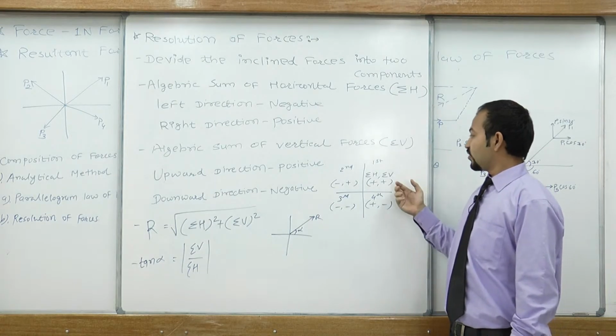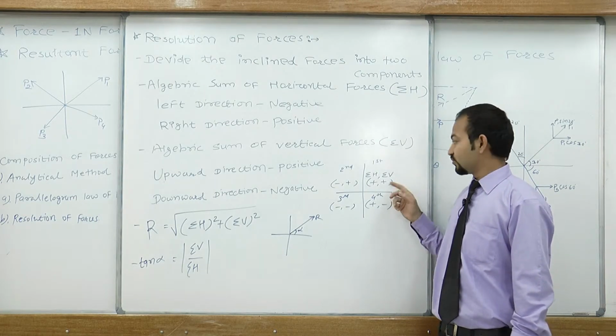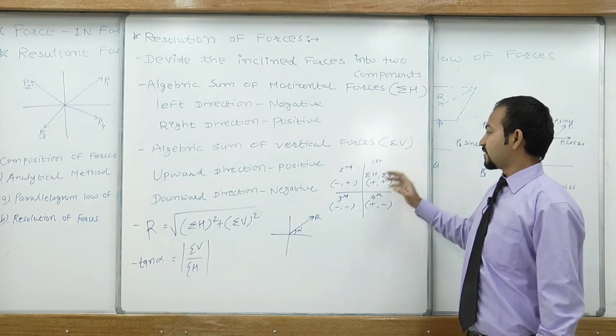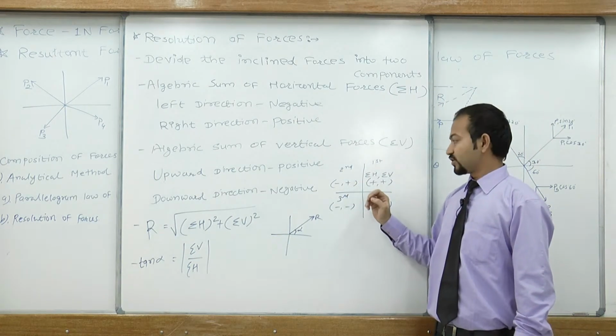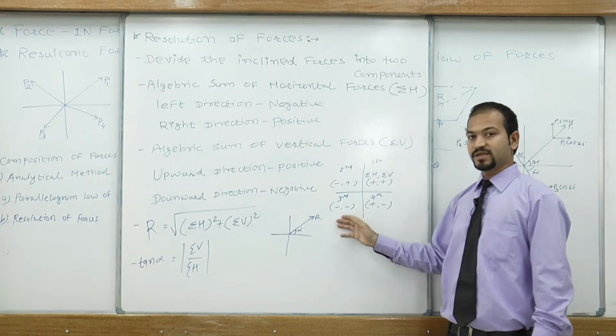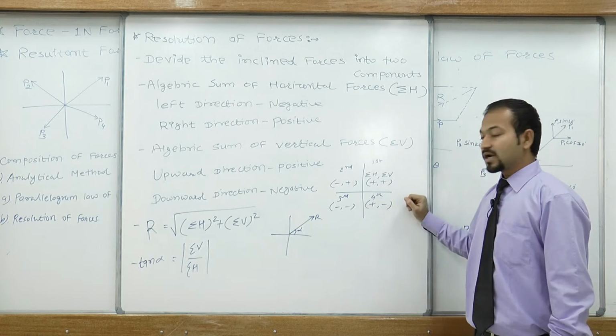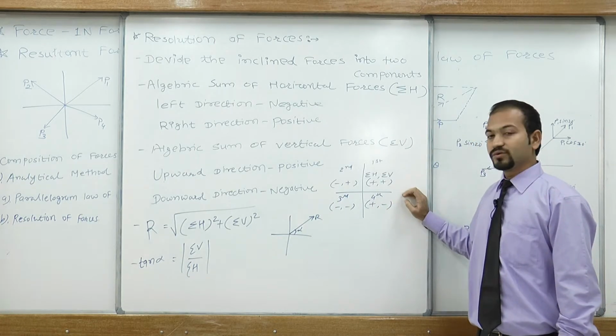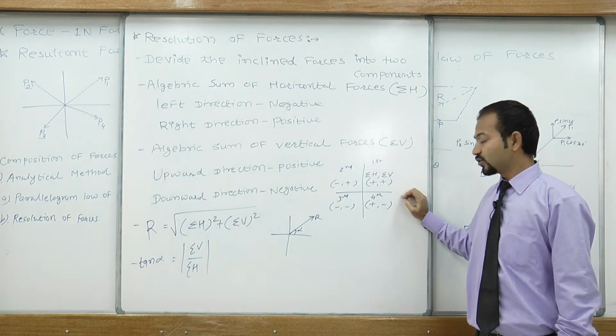If sigma H and sigma V are both positive, then the resultant force lies in the first quadrant. If sigma H is negative and sigma V positive, then it lies in the second quadrant. If both are negative, it lies in the third quadrant. And if sigma H is positive and sigma V negative, it lies in the fourth quadrant.